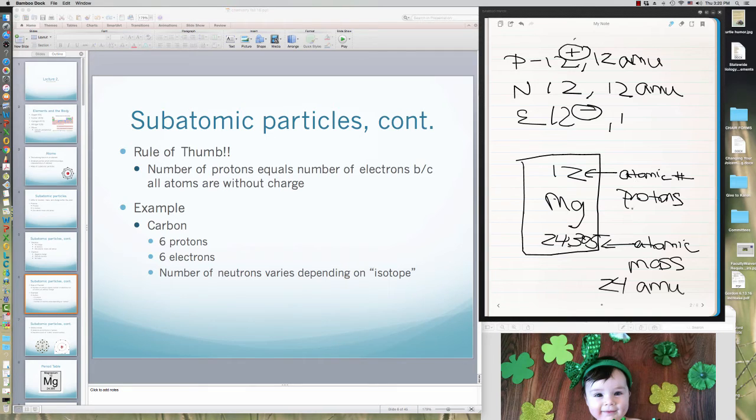The atomic number will tell you the number of protons. The atomic mass will tell you the number of protons plus the number of neutrons. And then you can use the charge to figure out how many electrons you have.